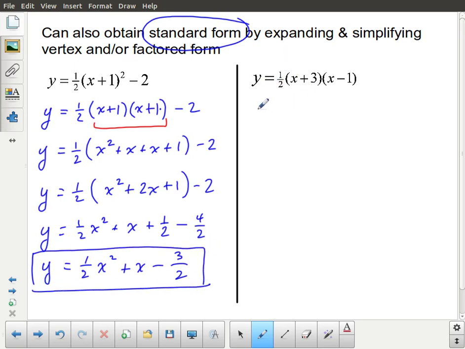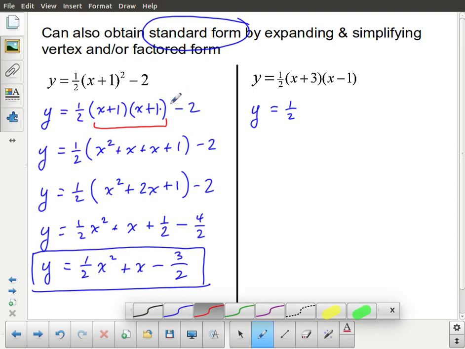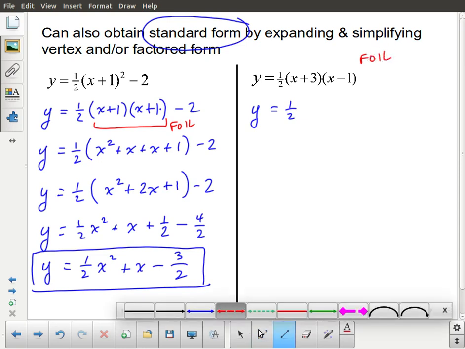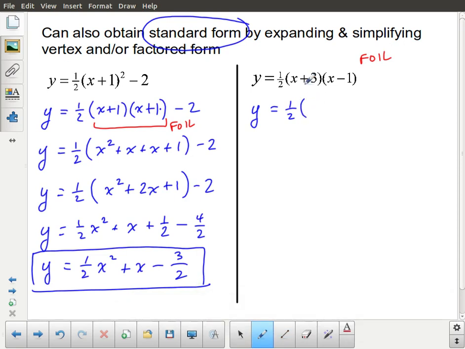If I were to do the same thing going from factored form, I would once again, and I should have made a note of this, use FOIL. First, outer, inner, last. So x times x is first, that's x squared. Outer is x times negative 1, that's minus x. Inner is 3 times x, plus 3x. Last is 3 times negative 1.